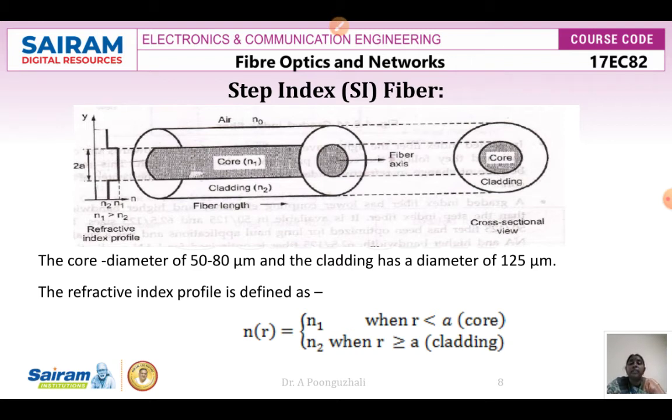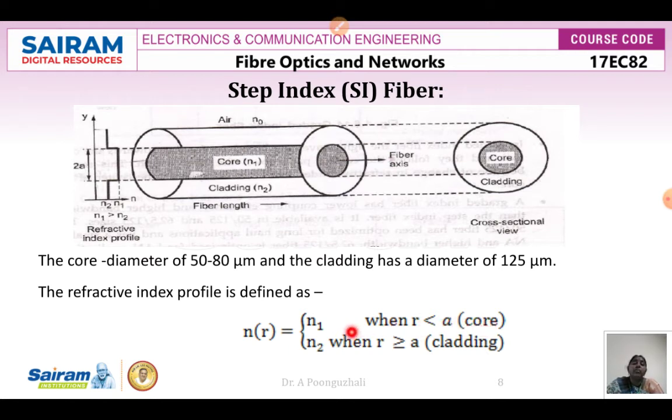fiber is going to be around 50 to 80 micrometers, and the cladding is going to have a diameter of around 125 micrometers. So the refractive index we can take in terms of the radial distance, n of r, is nothing but the radial distance. In terms of radial distance, we define whether it is n1 or n2. Suppose the radial distance is less than a, less than a means it is going to be your core.